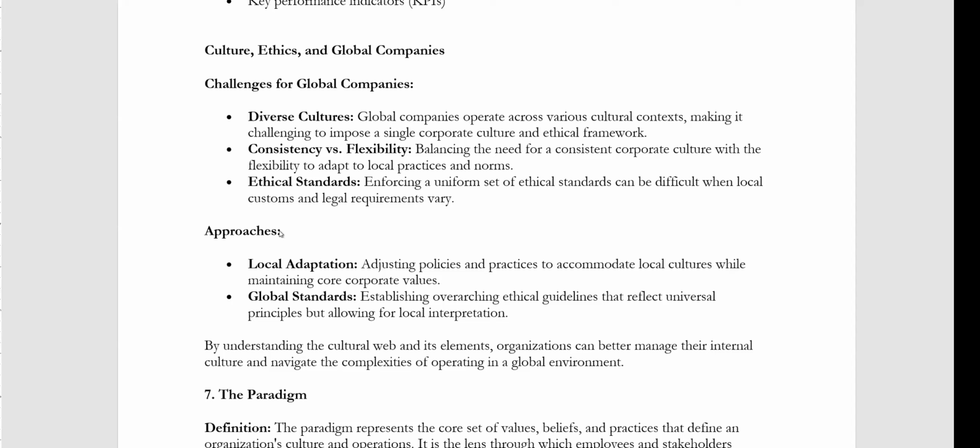So what is the approach that we use to deal with this? Local adaptation. So we can adjust our policies and practices to accommodate local cultures while maintaining core corporate values. And we can also have global standards, like overarching ethical guidelines that reflect universal principles, but allow for local interpretation. Okay, so we can either do local adaptation or we adopt a global standard for some parts of our organization that we can adopt, right?